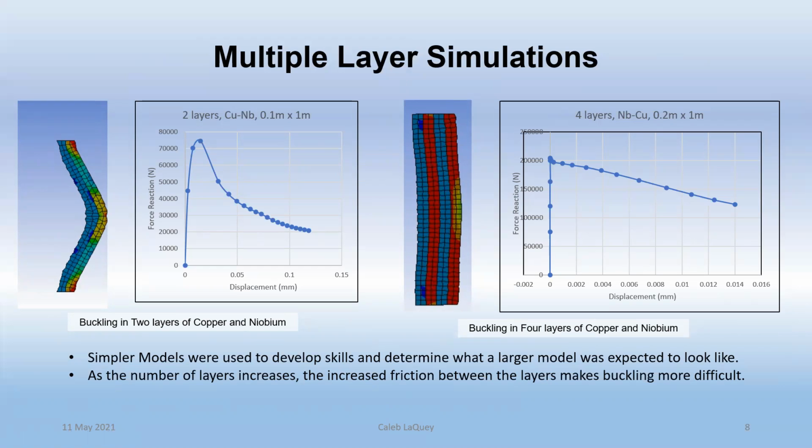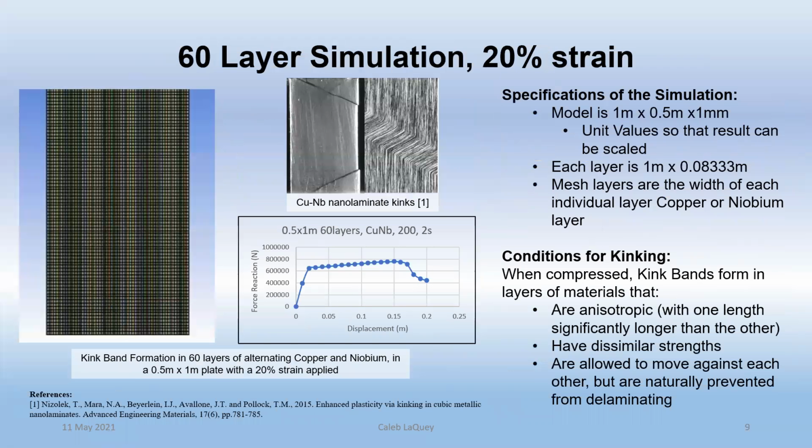So we moved on to doing larger 60-layer simulations. The specification of the simulation is that the model is 1 meter by 0.5 meter by 1 millimeter thick. The idea is that this is a unit value so that the results can be scaled. Each layer is 1/60th the width, so that winds up being 0.08333 meters. And the mesh that we used was the width of each individual layer of copper and niobium.